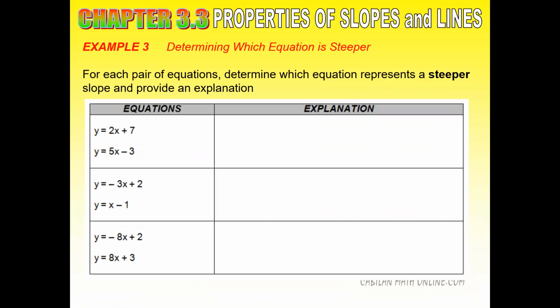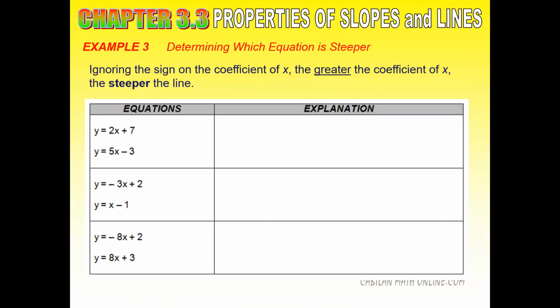Now the key thing that I want you to see here, and write this part down, is that ignoring the sign that's attached to the number attached to the x, the greater the coefficient of x, or the higher the number is away from 0, the steeper the line is. So if you take a look at the first example, we have y equals 2x plus 7 for the first example, and then y equals 5x minus 3. If you look at the m values, for the first equation we have an m value of 2, and for the second equation we have an m value of 5.